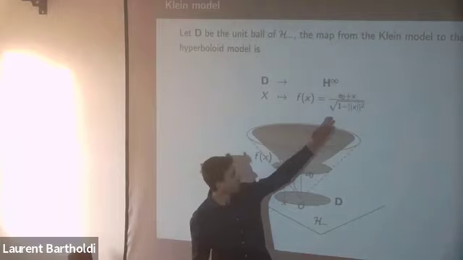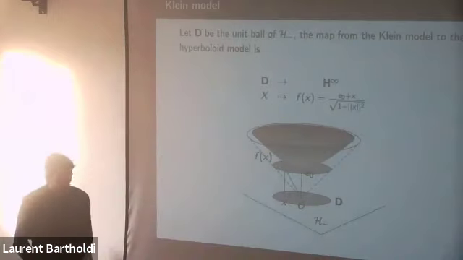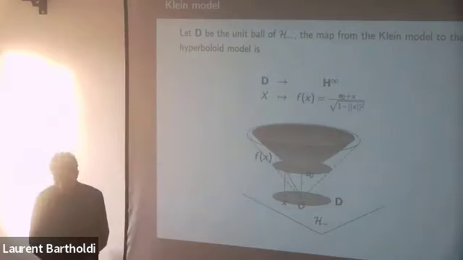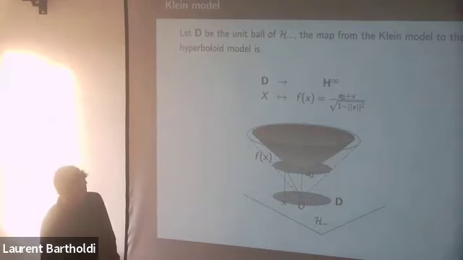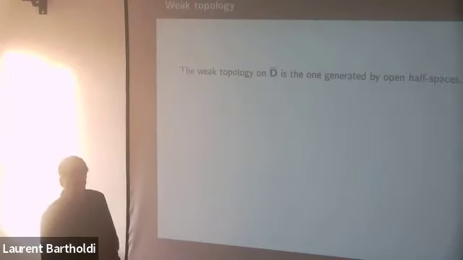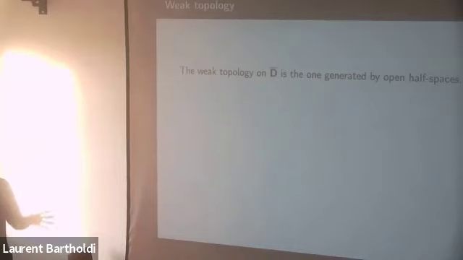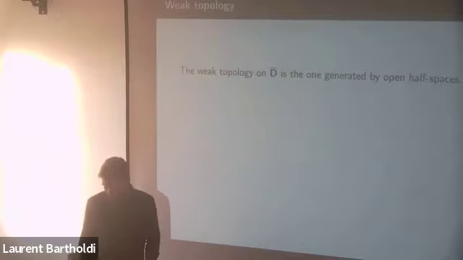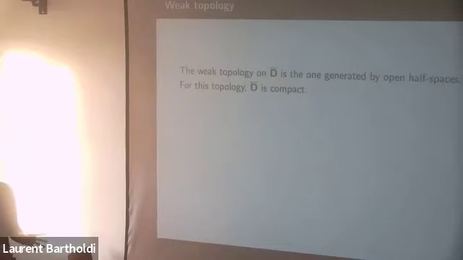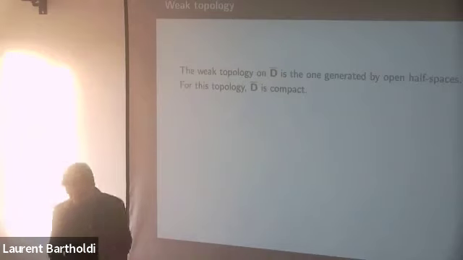If you want the explicit formula, we can construct it in one activity. And here, geodesics are straight lines. What is the advantage to do that on the unit ball with maybe its boundary? We have the weak topology, which is the coarser topology generated by open half spaces. And for this topology, the closure of the unit ball is a compact space. So, nice.